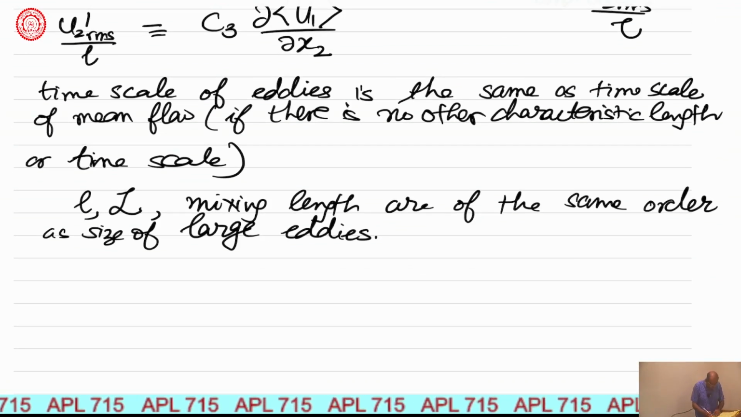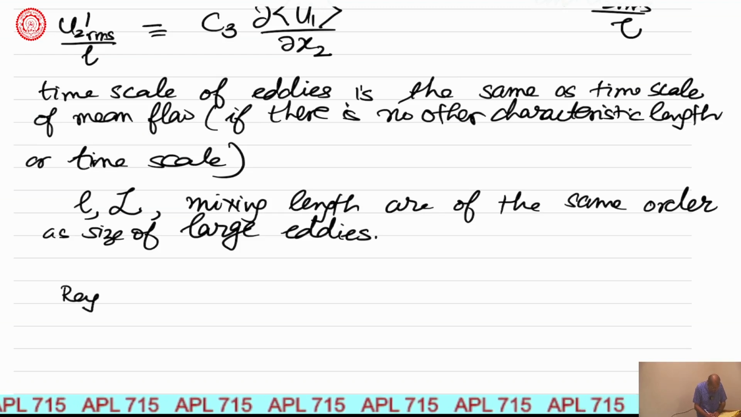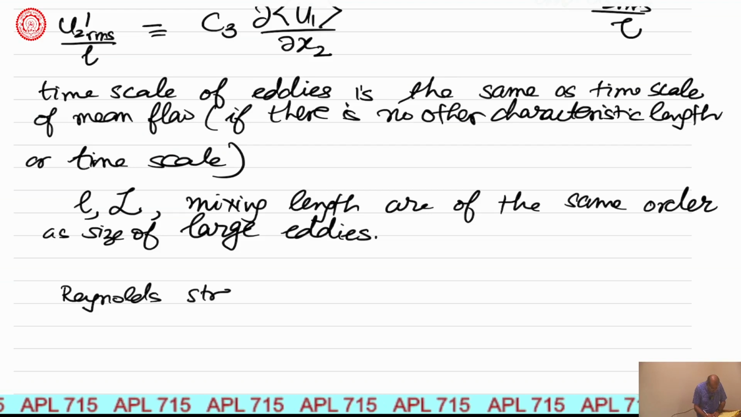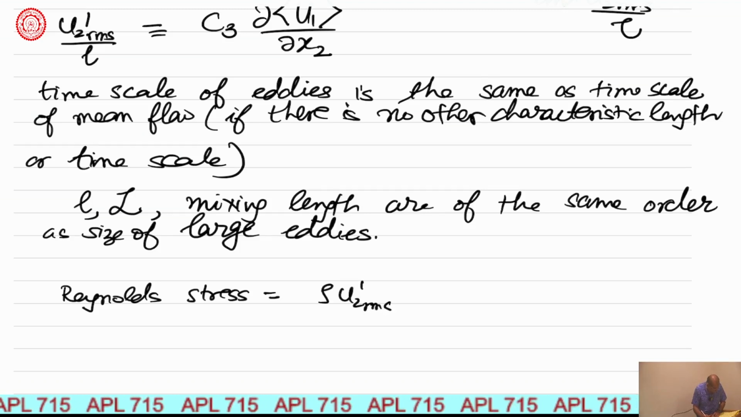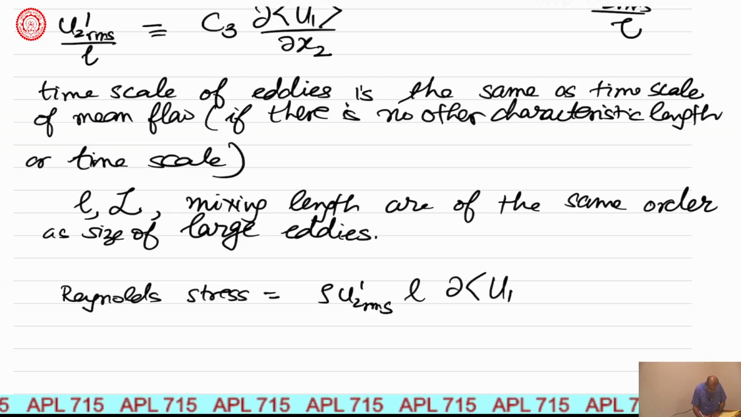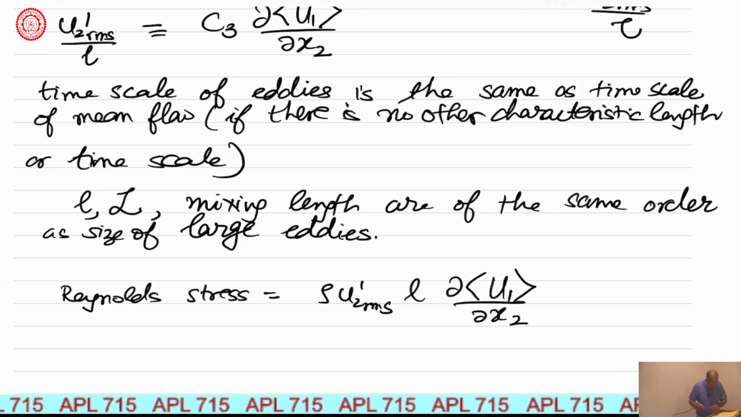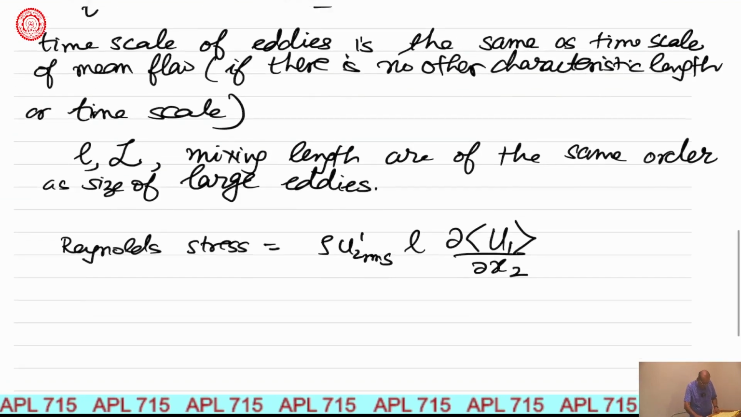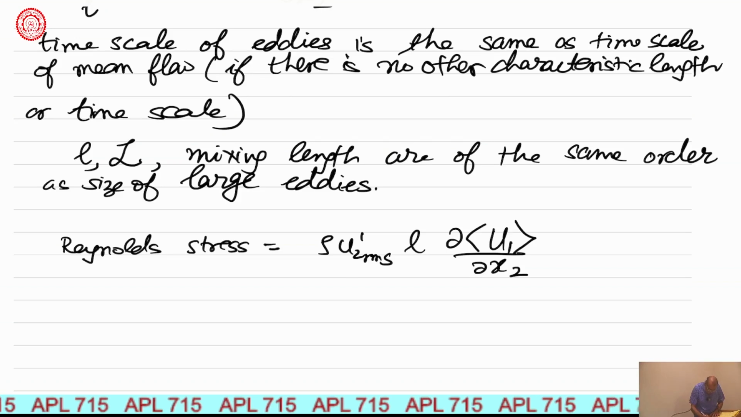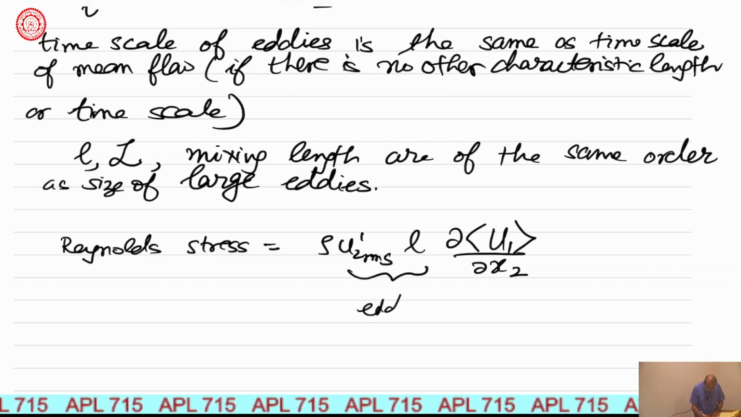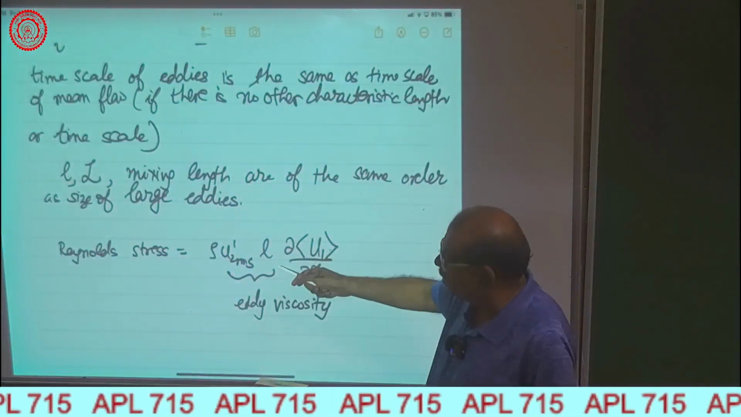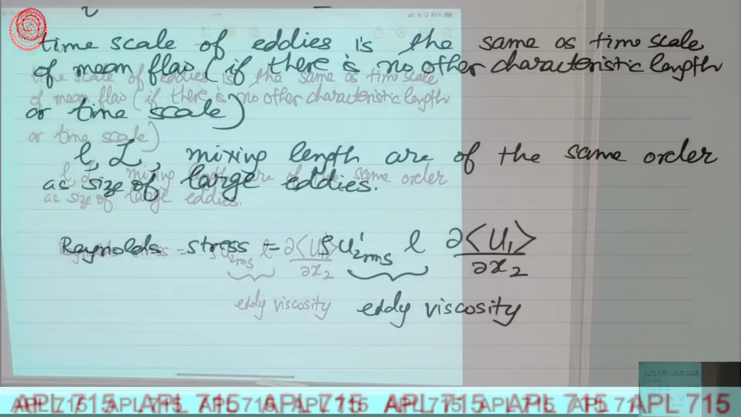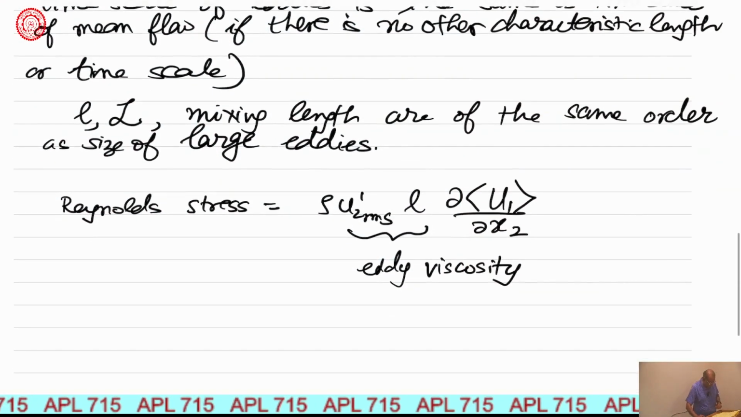If you recall what we have done, the Reynolds stress, if we work this out, will work out to be equal to rho times u2 prime times L. This term becomes the eddy viscosity. The u2 prime times L means a velocity scale times a length scale.